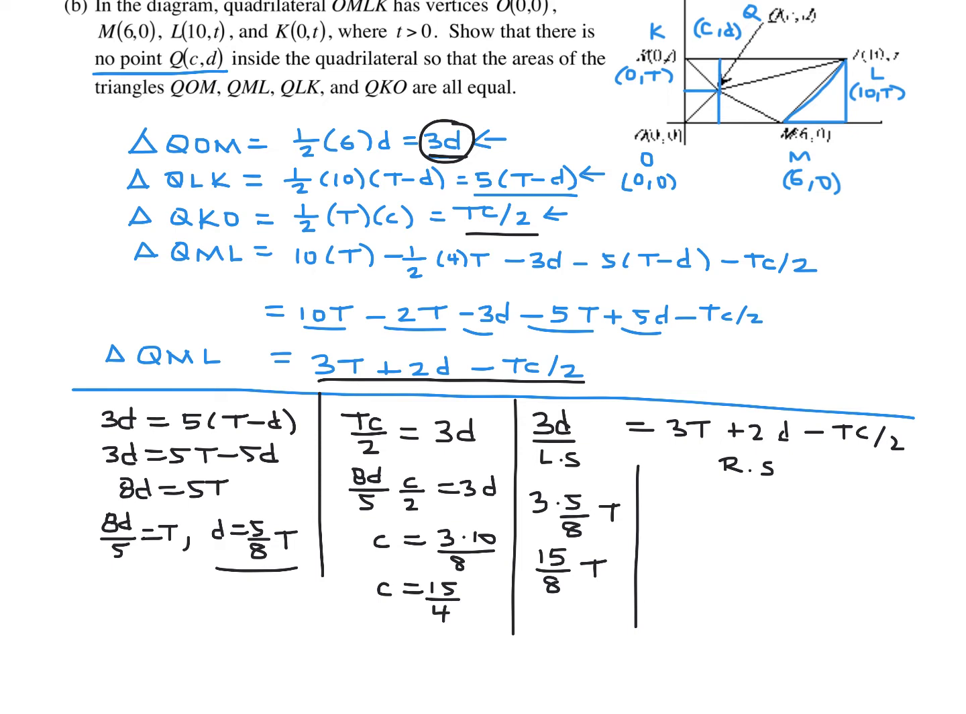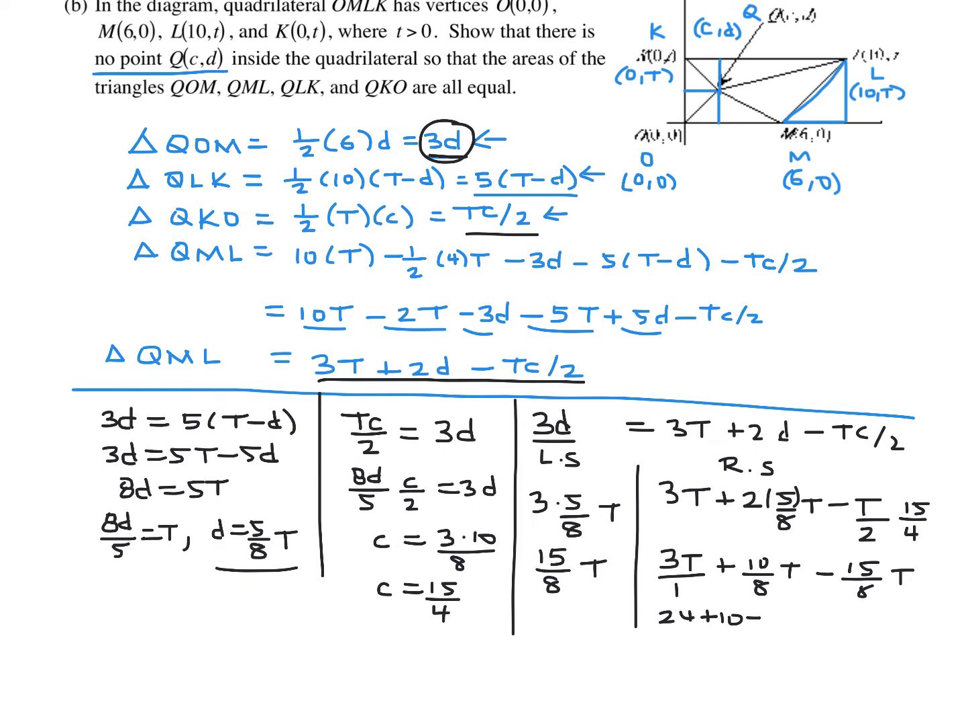Okay, let's keep going. So the right side is going to be 3t plus 2d. So d, again I'm going to substitute that 5 over 8t minus t. And then c is a numerical value, 15 over 4. So let's see here, we have 3t plus, this is a multiplication, so that's 10 over 8t minus 15 over 8t. So let's just get a common denominator, top and bottom by 8. So 24 plus 10 minus 15 all over 8t. And that's going to be 34 minus 15. So that's 19, right? I don't think I made any mistakes. So that's going to be 19 over 8t.